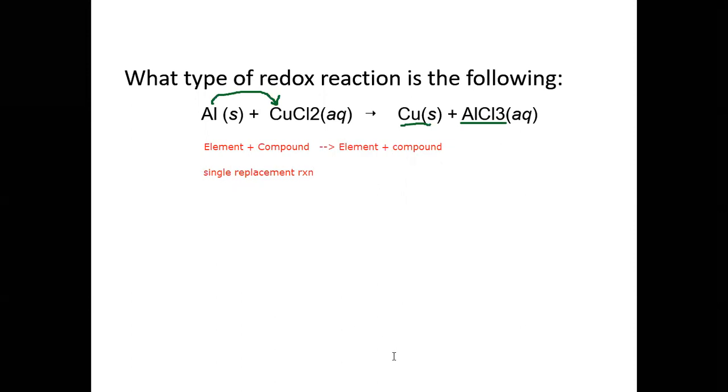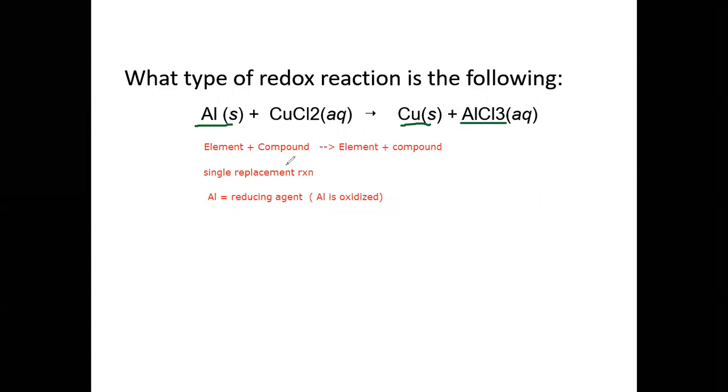Now here, if we wanted to, since this is a redox reaction, since the element is a metal, the element is what's going to be oxidized. So here, aluminum is the reducing agent, because aluminum is going to get oxidized. So if something is oxidized, it's going to be contained in the reducing agent.